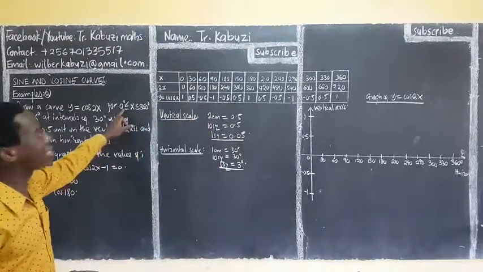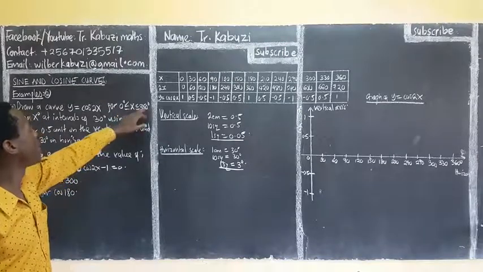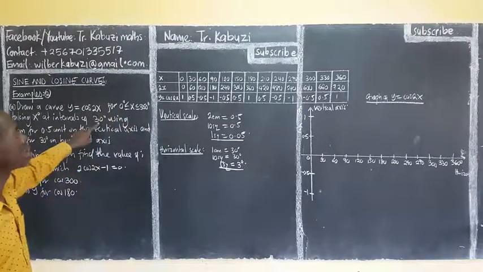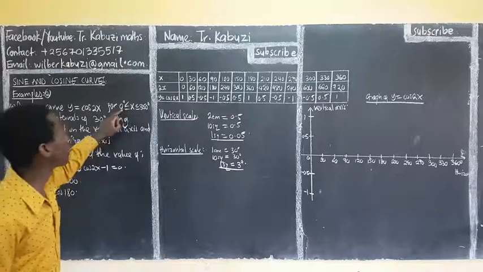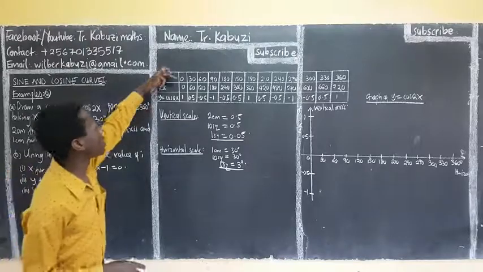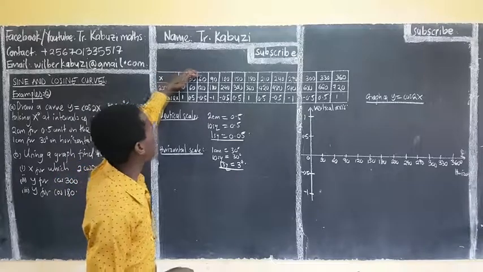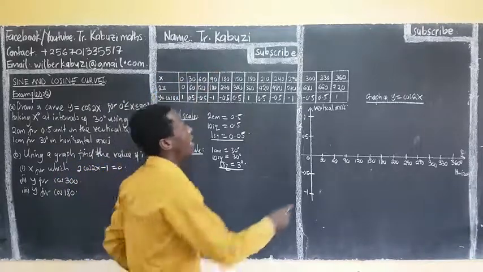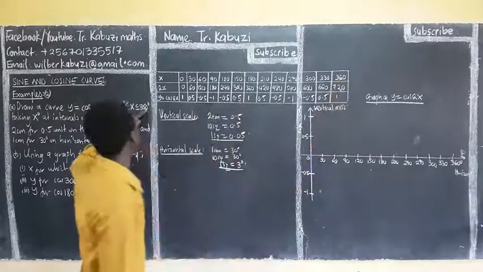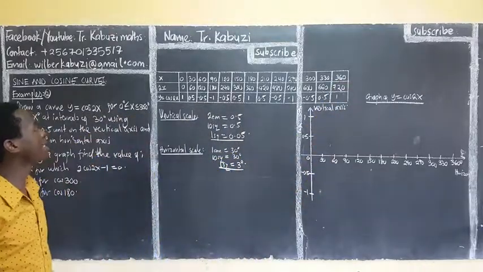Now, our x is ranging from 0 to 360, but we are taking x at intervals of 30. So I'm starting from 0, you add 30, you add 30, you add 30, till you reach 360, the maximum they are telling us.